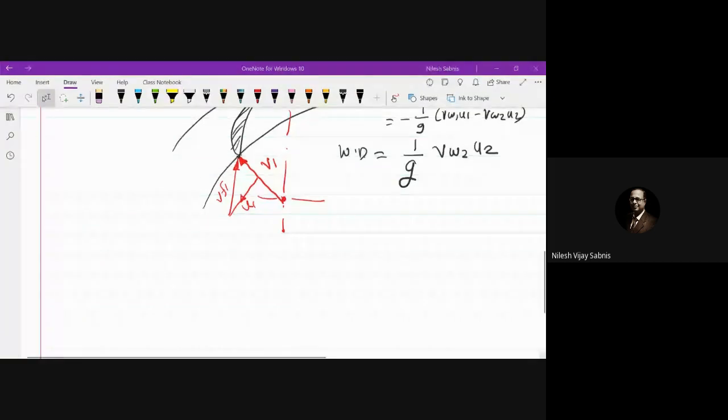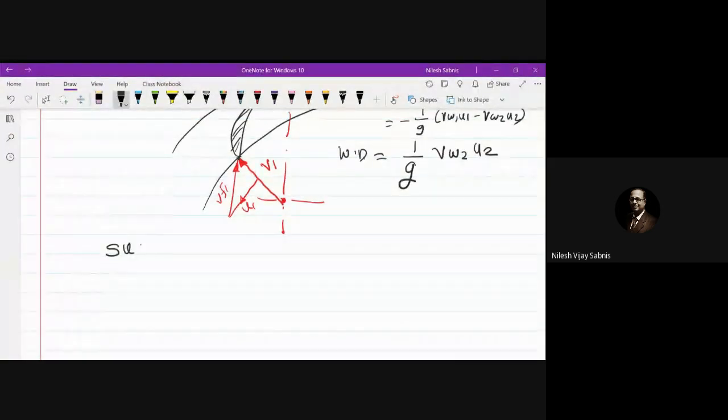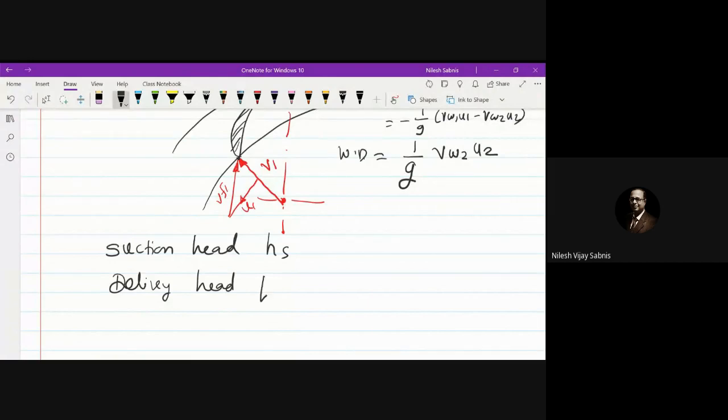Then efficiencies are there. That is, suction head means what? That is suction head, then delivery head, which are given by hs and hd. During the practical, we saw this. It is the vertical height of the center line of the centrifugal pump above the water surface of the tank of a pump.